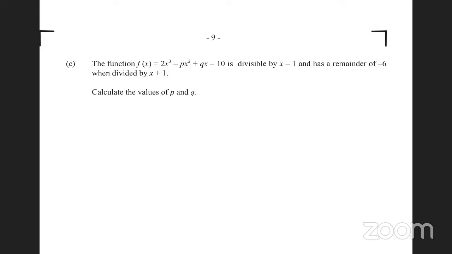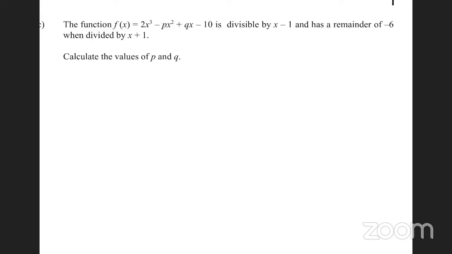All right, let's check out the remainder factor now. If something is divisible by x minus 1, it means f of 1 is 0. If the remainder is 6 when dividing by x plus 1, it means f of minus 1 is minus 6. Those are the remainder and factor rules. So when I plug in 1, I get 2 minus p plus q minus 10 is 0. So I get minus p plus q is equal to positive 8. Anybody get that? Equation 1.